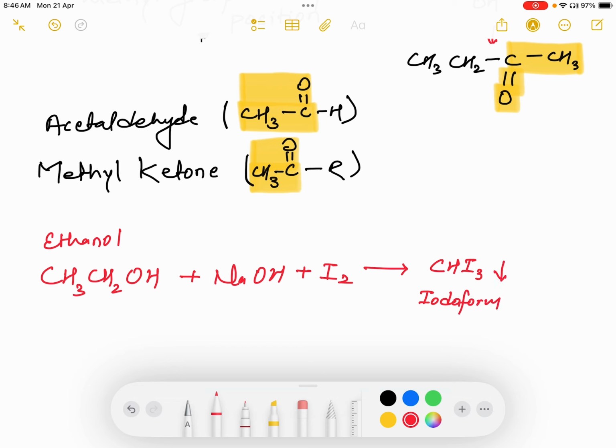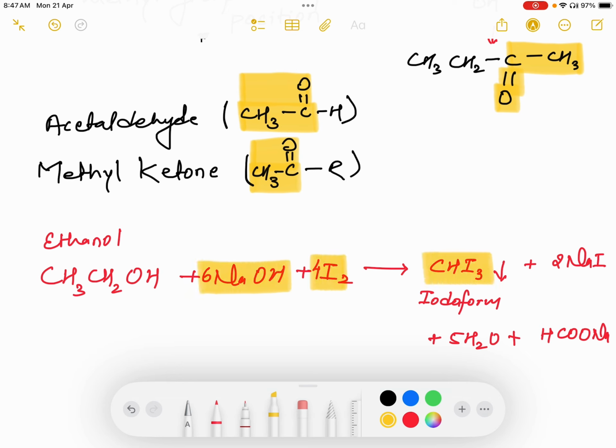And it will give a precipitate along with the liberation of two molecules of NaI, five molecules of water, and a molecule of HCOONa. Here you have six molecules of NaOH, and here you have four molecules of iodine. So balancing can be done. Basically in the iodoform test, if you treat a given compound with NaOH and I2 and it gives you a precipitate of CHI3, that means it shows a positive iodoform test.